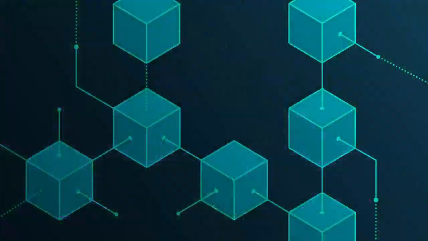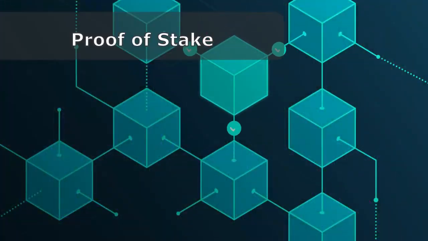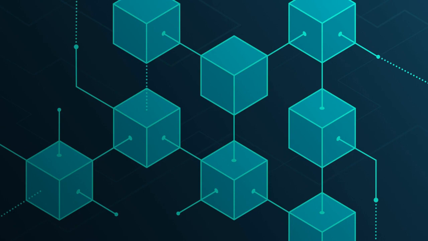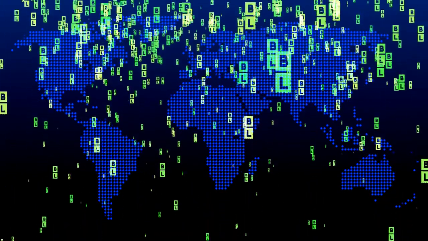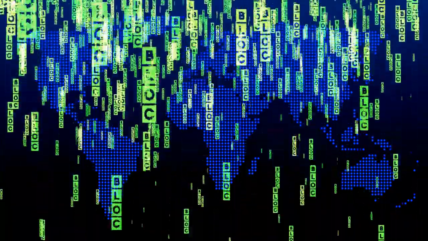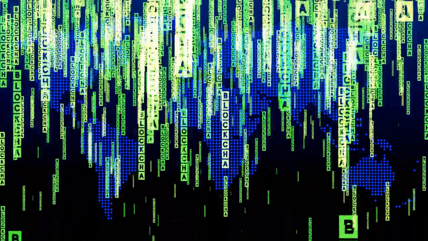Term number 18, proof of stake, or POS. This consensus mechanism validates transactions and adds them to the blockchain based on the amount of cryptocurrency held by a node. The more cryptocurrency, the higher the chance of being chosen to add a new block.